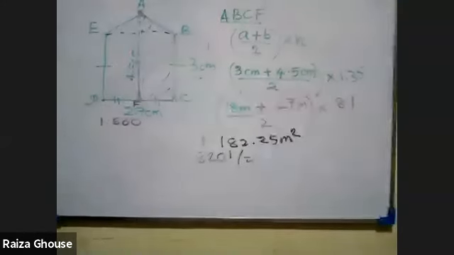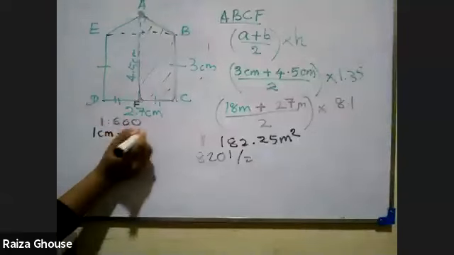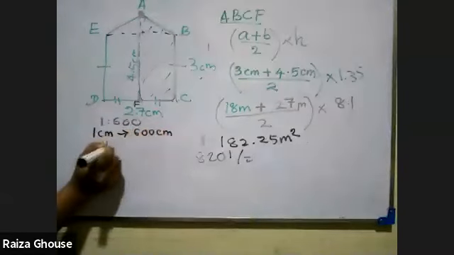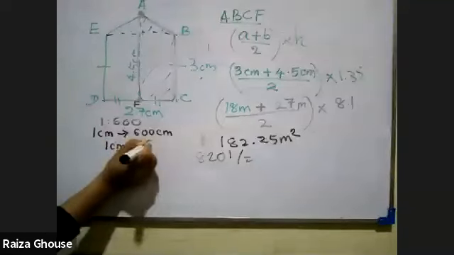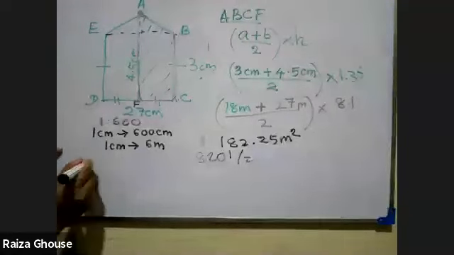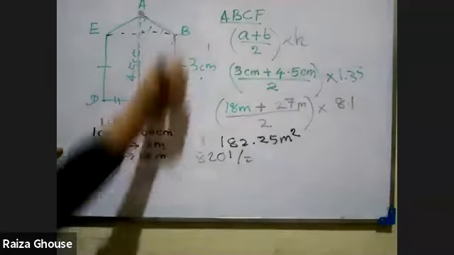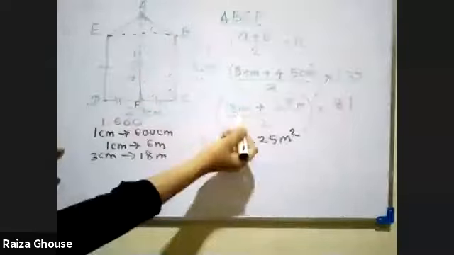1:600 means 1 centimeter is representing 600 centimeter. In other words, 1 centimeter is representing 6 meter. So if 6 meters are represented by 1 centimeter, what is 3 centimeter representing? That is 18 meter. That value only I took here, 18 meter.